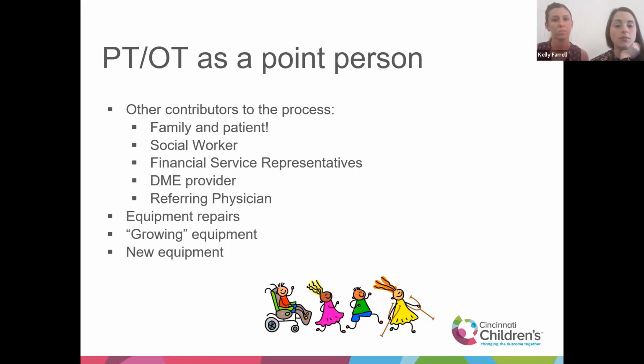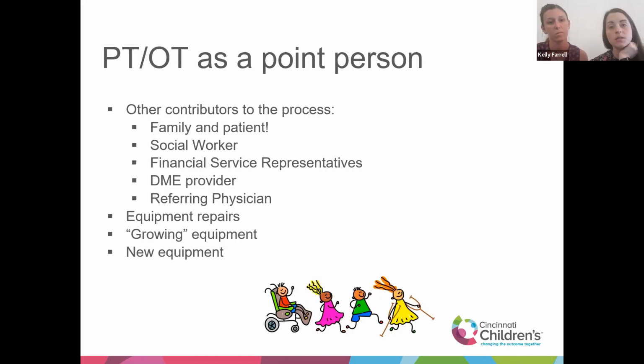We also require the referring physician because they are sometimes involved in the evaluation, but most importantly, often write the script for the device. We also are involved in some minor equipment repairs that can be completed within our treatments. We also have to consider how we can grow the equipment. As the child or individual gets older, we need to be able to make the device bigger and allow for more room for growth. So we can assist with that.